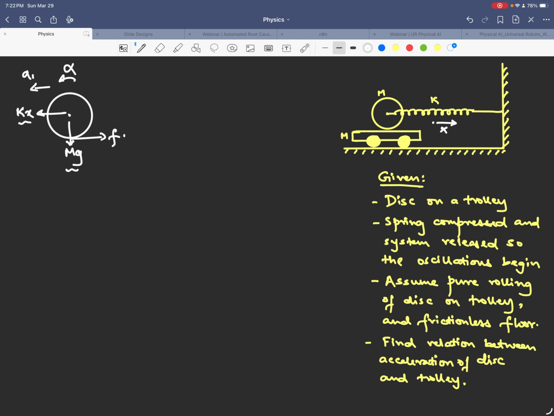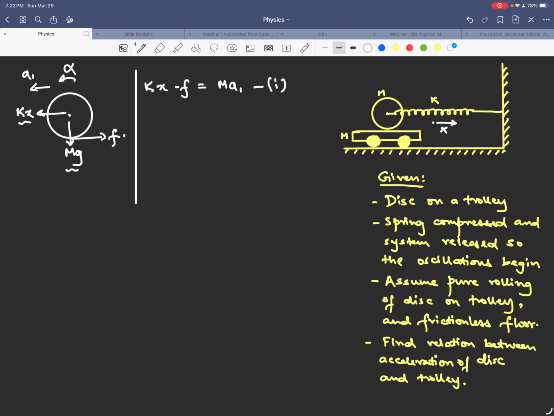Now let's start converting this into actual equations. First of all, in the horizontal direction for this disk, what are the forces? Let us assume all the forces towards the left, because we took the acceleration a1 to the left, so it will be simpler. So I would say that the net force on the disk to the left is kx minus f, which equals mass times its net acceleration, right? So this becomes our one equation that we can leverage.